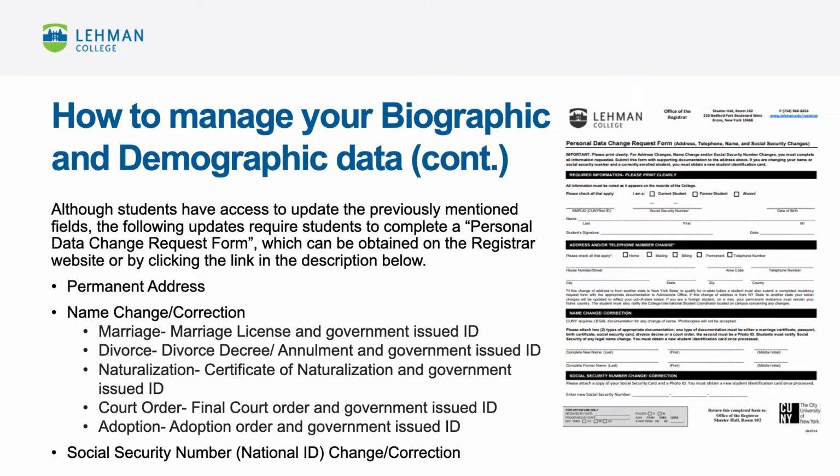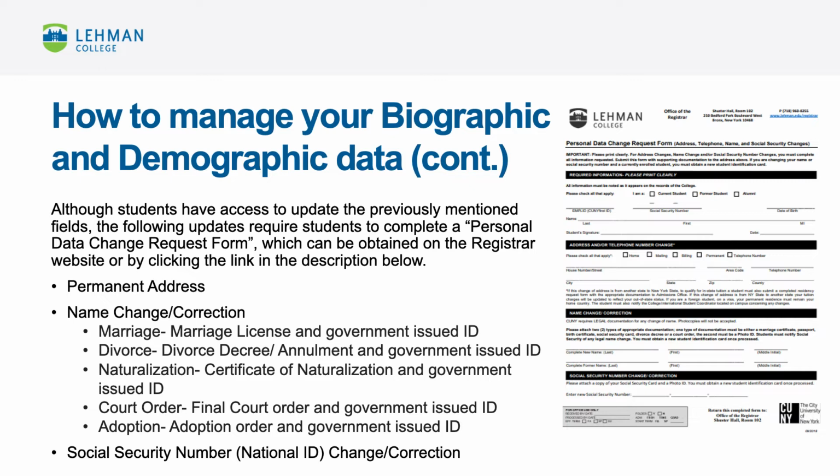2. Next, we have name changes. Students must contact our office via email at records.transcripts@lehman.cuny.edu to initiate a change of name using the Personal Data Change Request form and by providing 2 types of appropriate legal documentation. You can view the list of name change types below. All documents and identifications presented must have the current legal name. Name change updates will reflect on the student's official academic transcript and diploma.